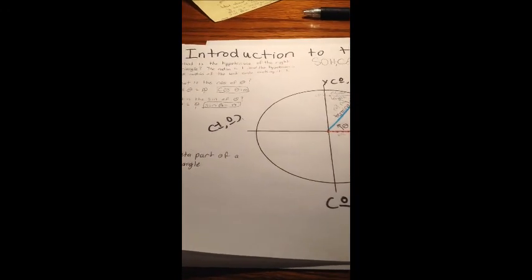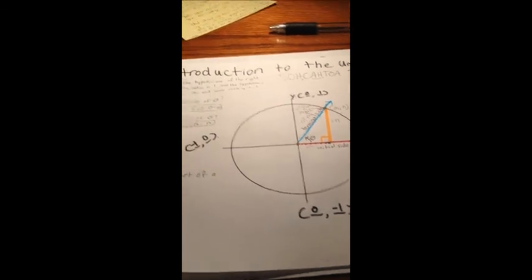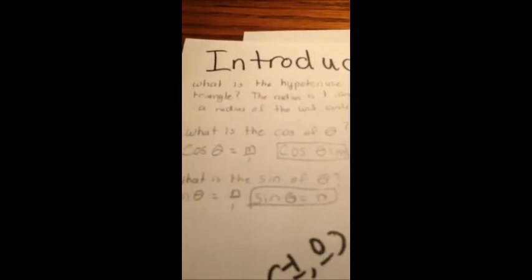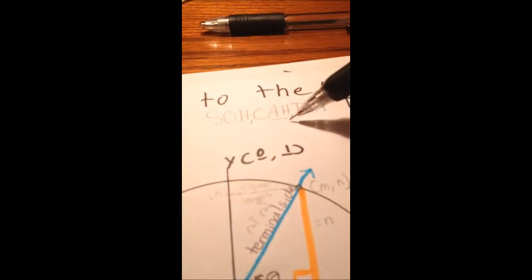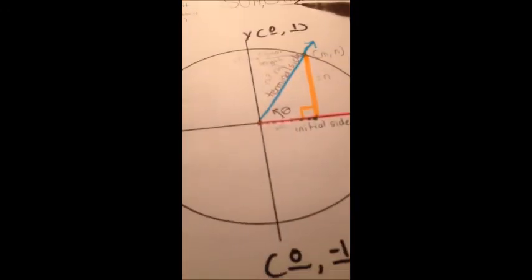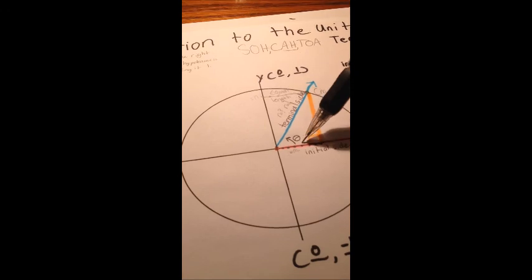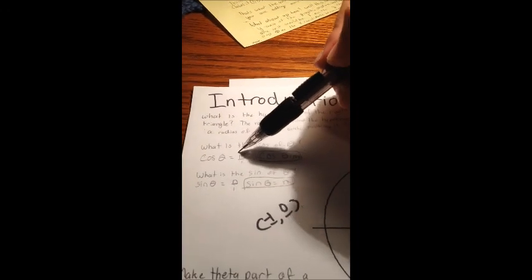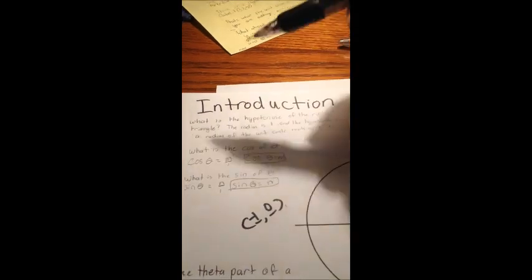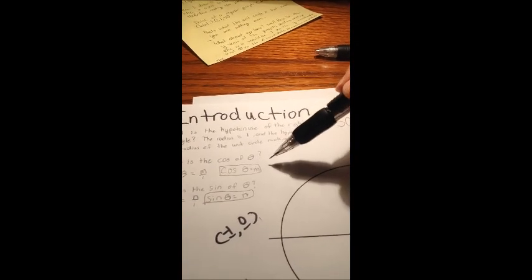Next, we are going to find the cosine of theta. Now, I have a question over here. What is the cosine of theta? The cosine of theta is equal to adjacent over hypotenuse, which equals m over 1. So cosine theta equals m over 1. So the cosine of theta is equal to m.